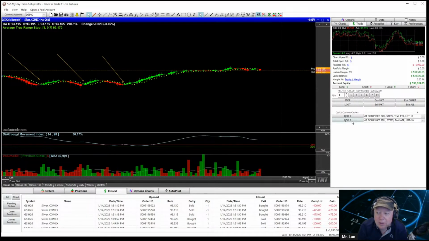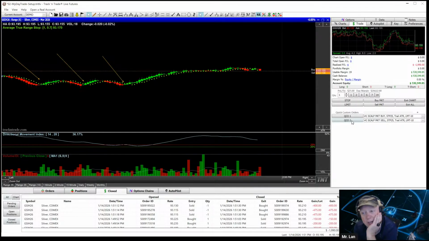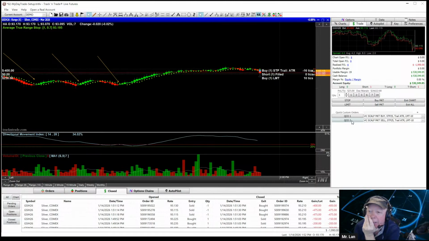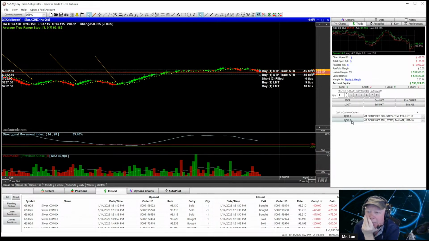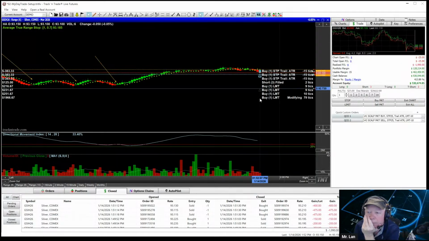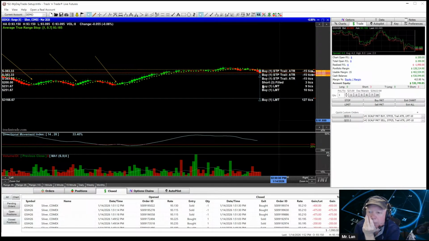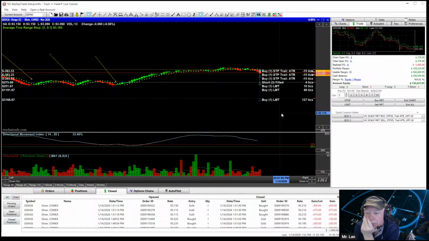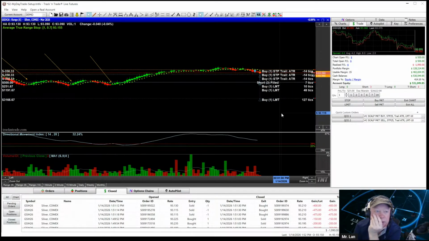Good thing Track and Trade gave us $530,000 of practice money. Okay, let's see if this one's going to trend. Come on, buddy. You got deep pockets to trade silver. It's a full-size Comex silver.